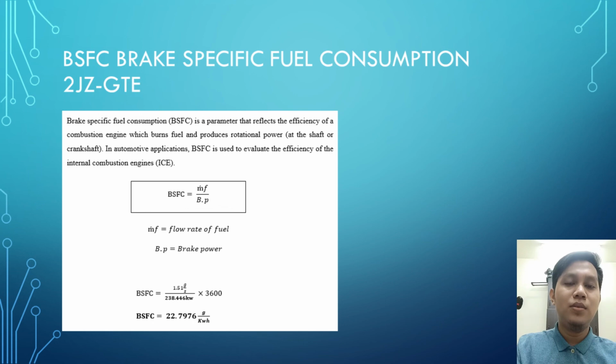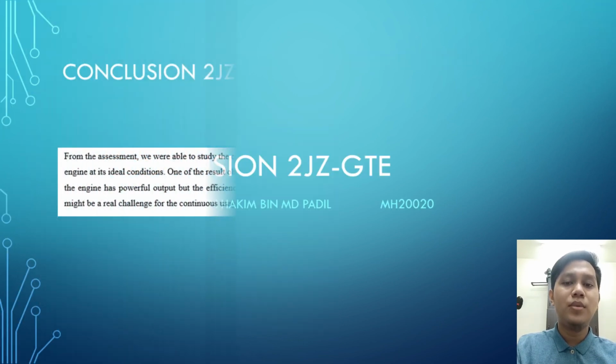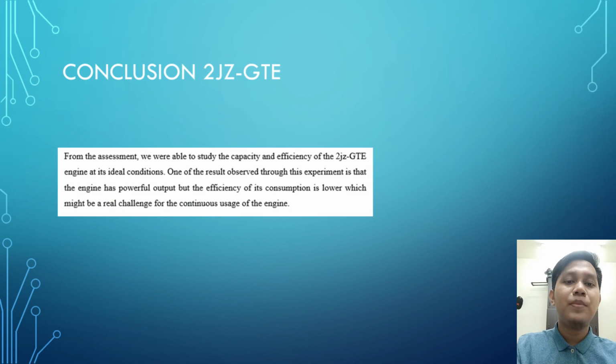BSFC is equal to 22.7976 g/kWh. So the conclusion from the assessment, we were able to study the capacity and efficiency of the 2JZ engine at its ideal condition. One of the results of the experiment is that the engine has powerful output, but the efficiency of its consumption is lower, which might be a real challenge for the continuous usage of the engine. That's all from us. Thank you.